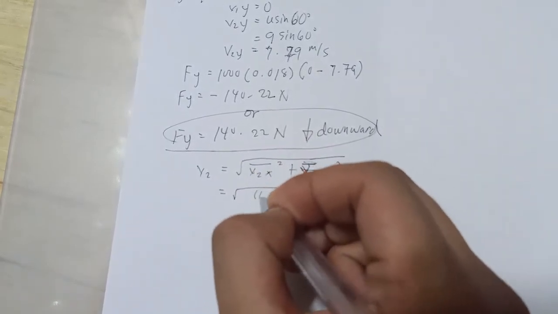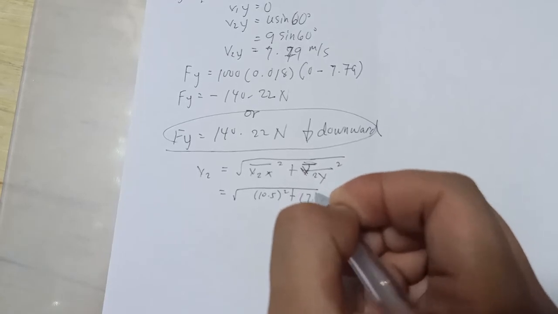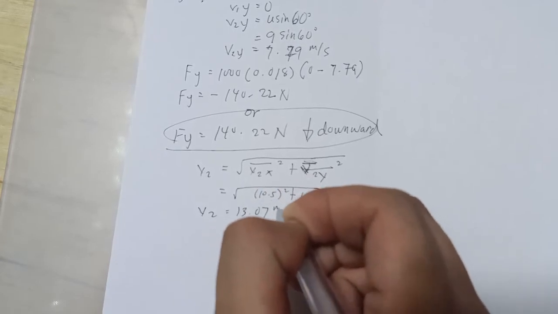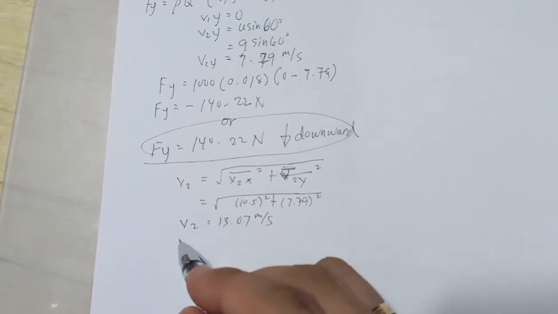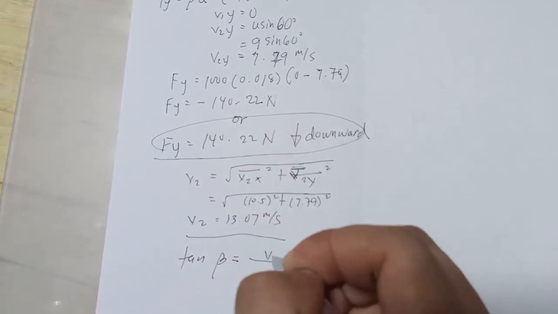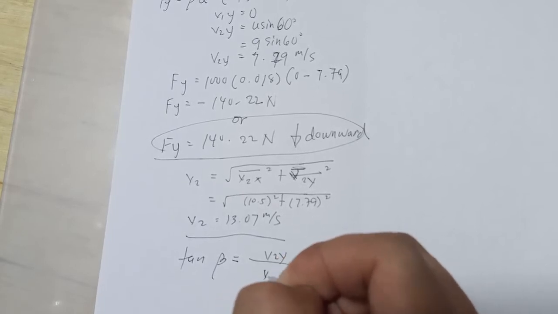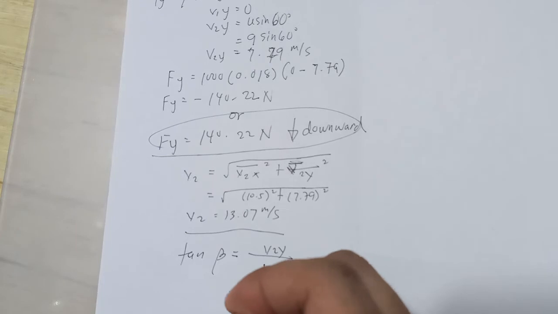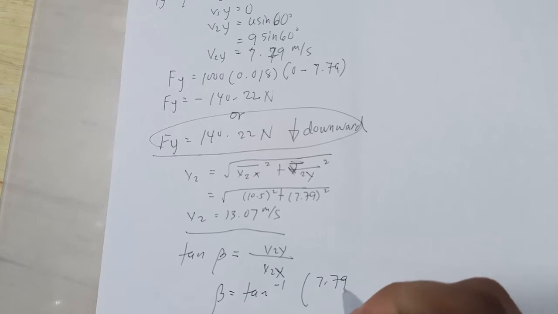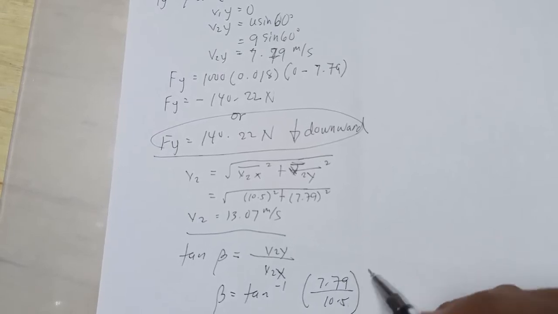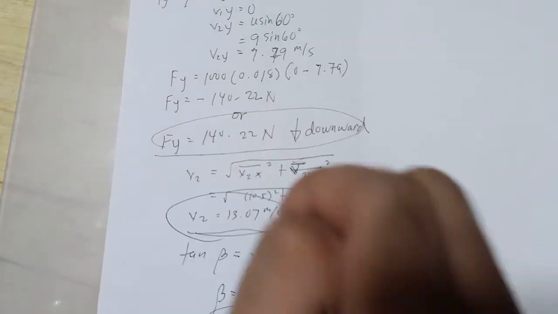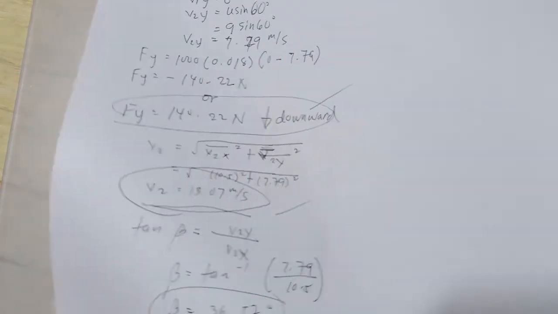So, 10.5 squared plus 7.79 squared. So, v sub 2 is 13.07 meter per second. And therefore, our beta now is v sub 2y over v sub 2x, or simply beta is 36.57. So these four are the answers.